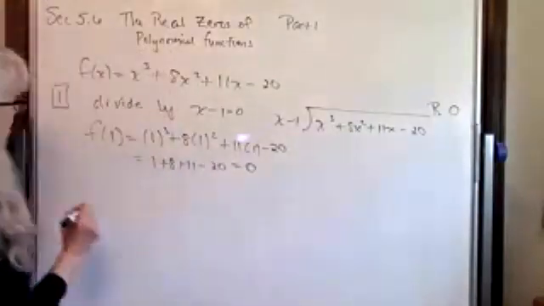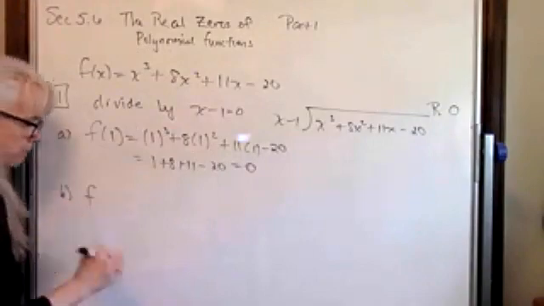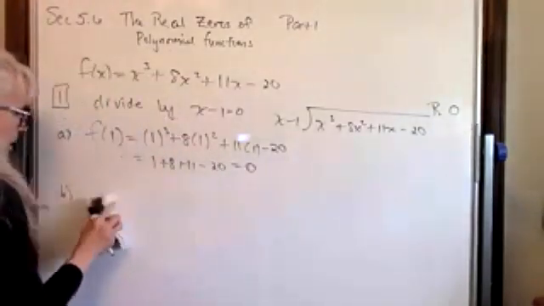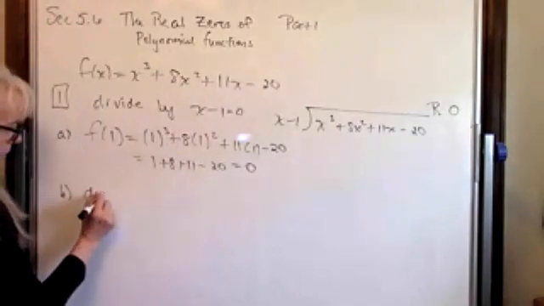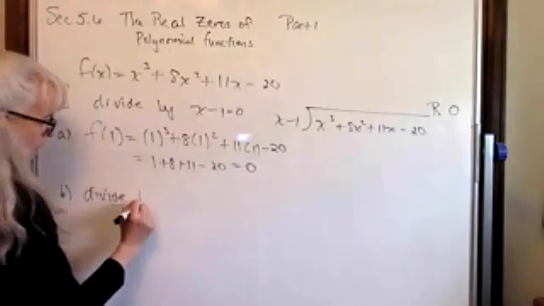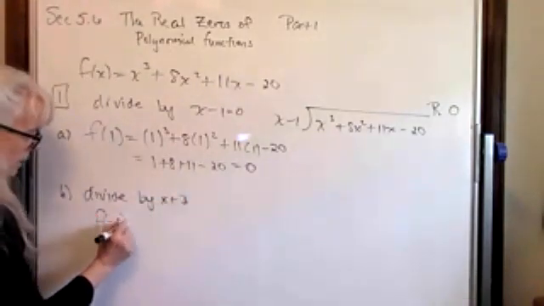Okay, let's do the same polynomial. This is part B on that same problem. They want us to divide the polynomial by, this time, x plus 3. So we divide by x plus 3. So we're going to find f of negative 3.